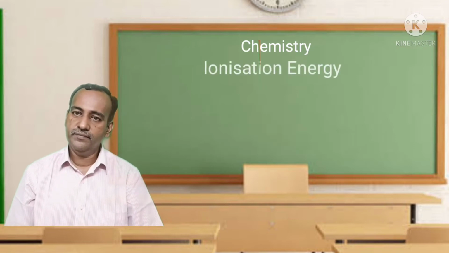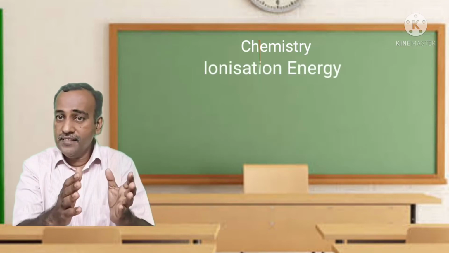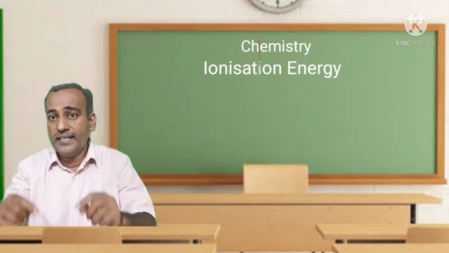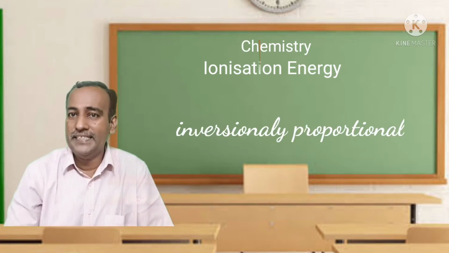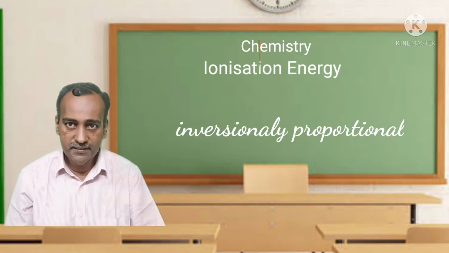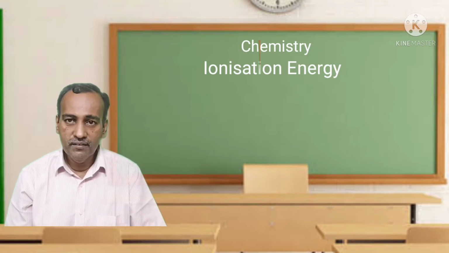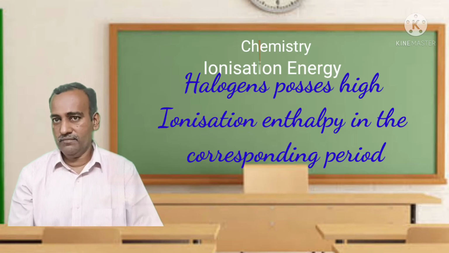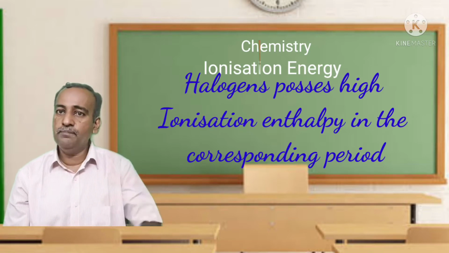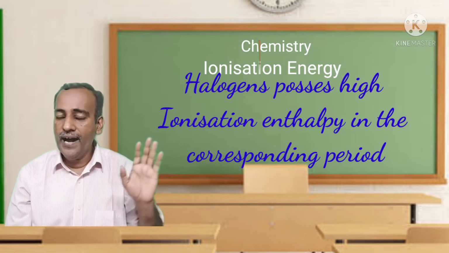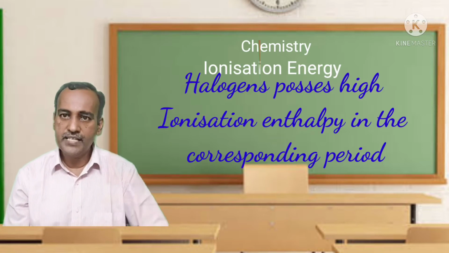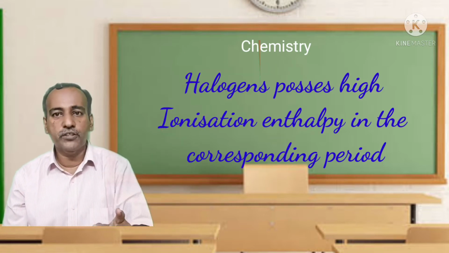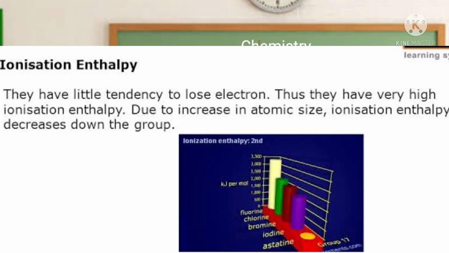Ionization enthalpy. Ionization enthalpy and atomic radii are inversely proportional to each other. That means since the elements of group 17 are the smallest, they possess high ionization enthalpy. As usual, when we move from top to bottom, ionization enthalpy value decreases due to increase in atomic size.